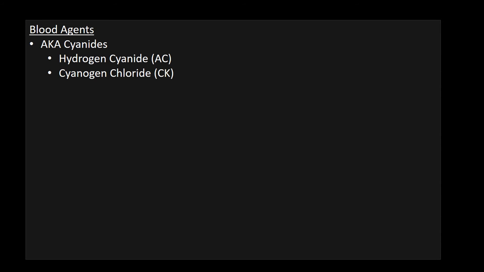Moving on to the blood agents, also known as the cyanides. We've got two blood agents we're going to talk about: hydrogen cyanide, AC, and cyanogen chloride. Cyanides have a very long history, and there's a number of ways they can be produced. Cyanide can actually be produced from the pits of peaches or the pits of cherries, and it's been a weapon of assassins. It's been a weapon of execution for a long time.